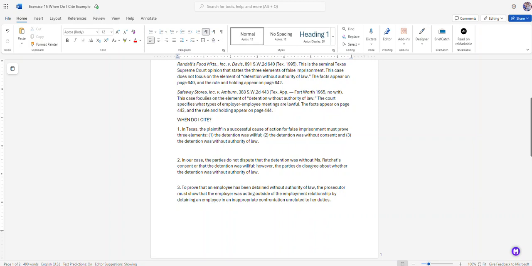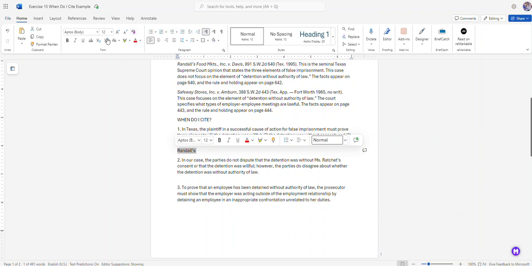So here we go. First, in Texas, the plaintiff in a successful cause of action for false imprisonment must prove 3 elements. The detention was willful, the detention was without consent, and the detention was without authority of law. So we were told above that Randall's Food Market gives the 3 elements of false imprisonment, and so we're going to type Randall's for that one. I'm going to make this green so we know that it's correct and finished.